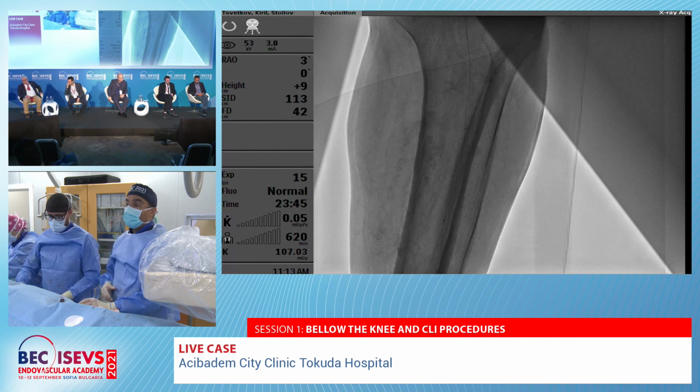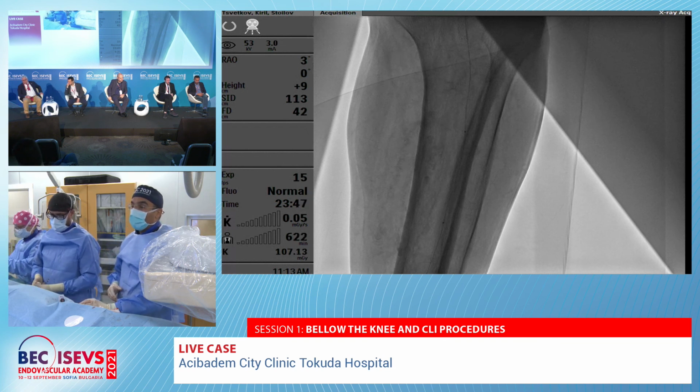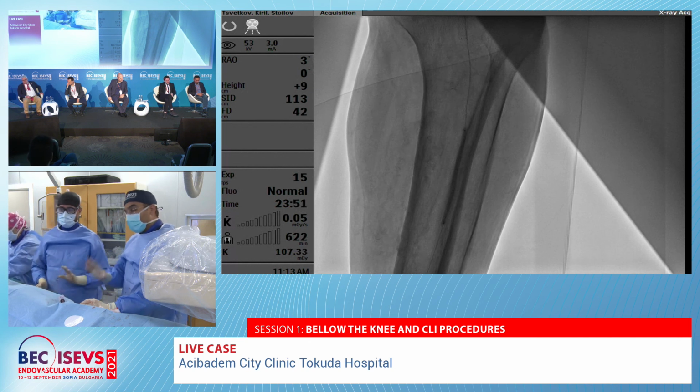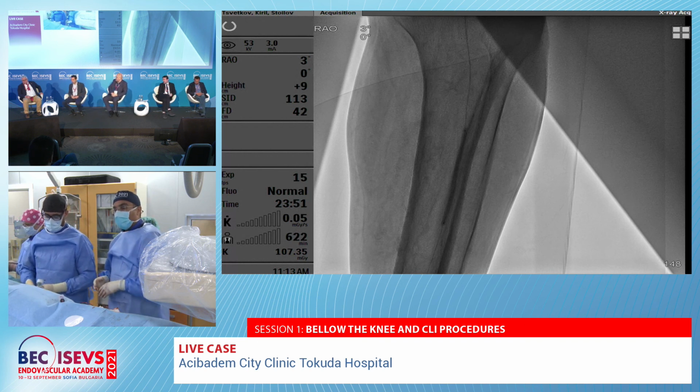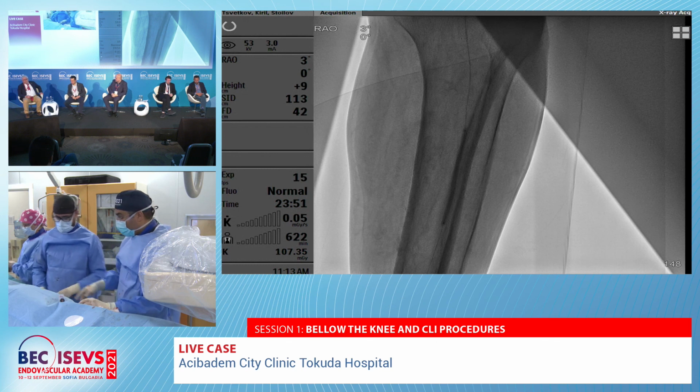Go a little bit here. Open it as well. So this is the fibular artery where we had some kind of stenosis. We wanted to be sure. Okay, there was no problem. So the other colleagues from the panel, what do you think? 2 or 3 arteries?